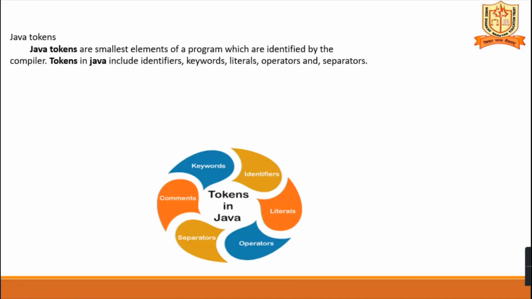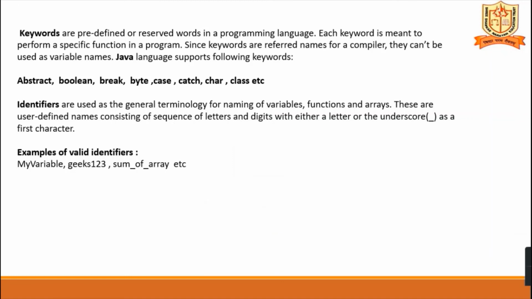Next, Java tokens. Java tokens are the smallest elements of a program which are identified by the compiler. So tokens in Java include identifiers, keywords, literals, operators and separators. So what do you mean by Java tokens? These are the smallest elements of the program which are identified by the compiler. Which is the compiler? Javac is the compiler. So identifiers, literals, operators, separators, comments, and keywords are the Java tokens.